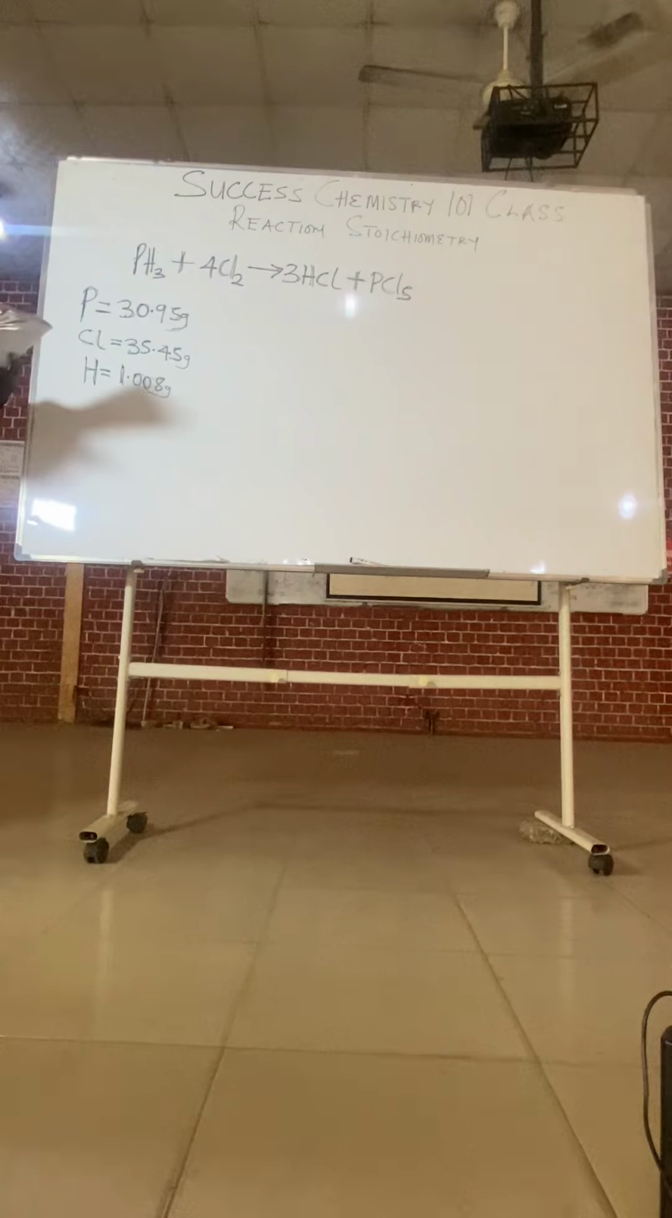We're asked to find, Clara, what did they ask us to find in this question? We're asked to find the mass of what? Mass of chlorine gas that will be used to produce 1,800 grams of PCl5.